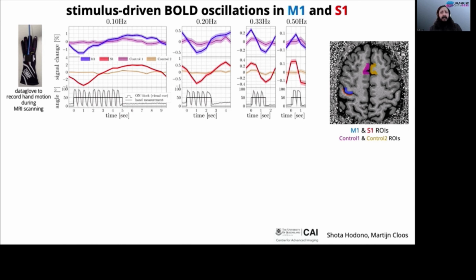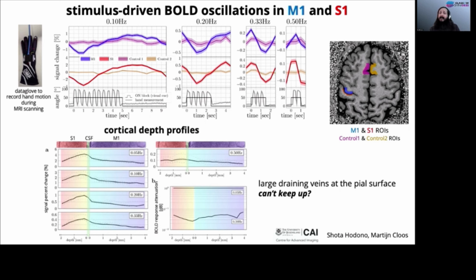They also examined the response across cortical depths and found that at low frequencies, the BOLD response is largest near the pial surface, but at higher frequencies, including 0.5 hertz, the depth profile flattens, suggesting that large draining veins at the pial surface can't keep up, but the small vessels within the parenchyma are relatively faster, suggesting that these microvessels may not only exhibit improved spatial specificity, but perhaps improved temporal specificity as well.